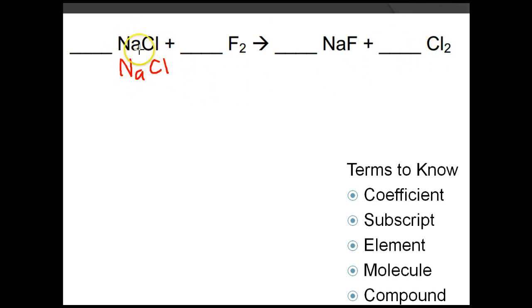But I also have 2 sodiums now. That changes my number of sodiums, where I only have 1 sodium over here, so I have to balance that out too. I can balance that by adding another sodium fluoride. So now I have 2 sodiums and 2 sodiums.